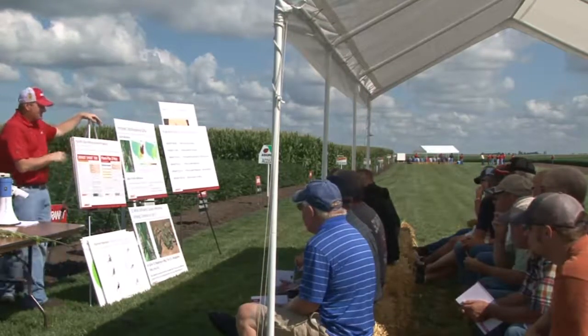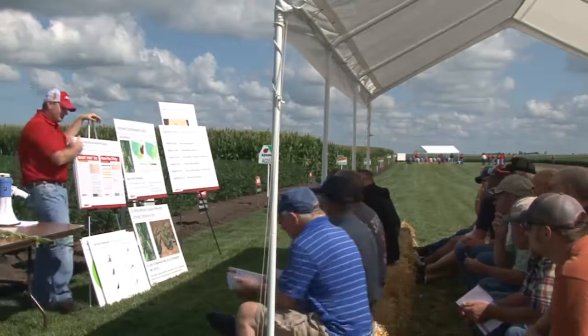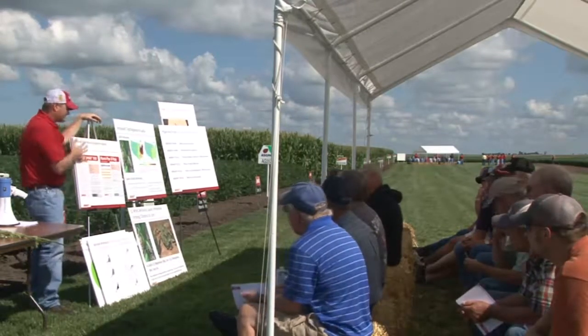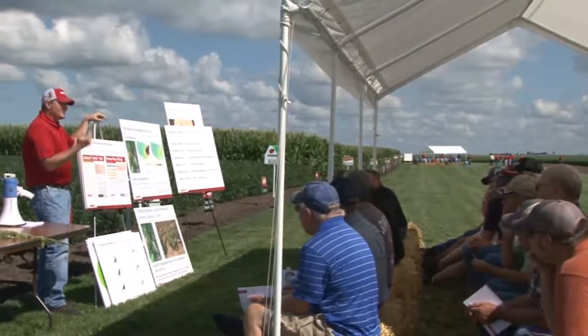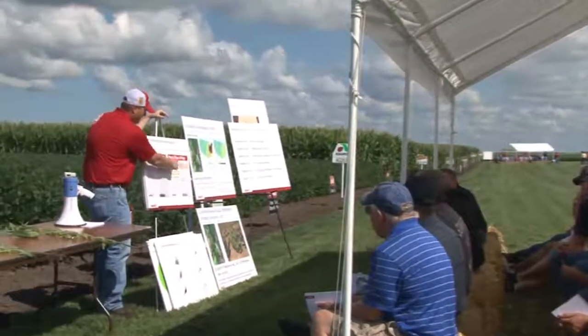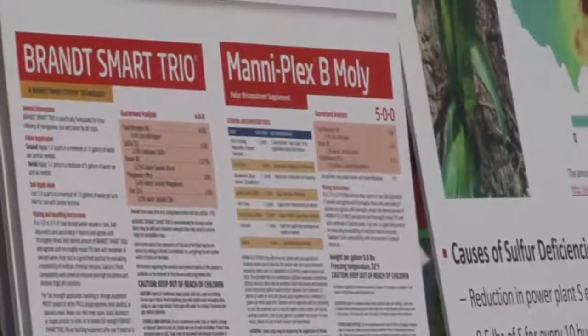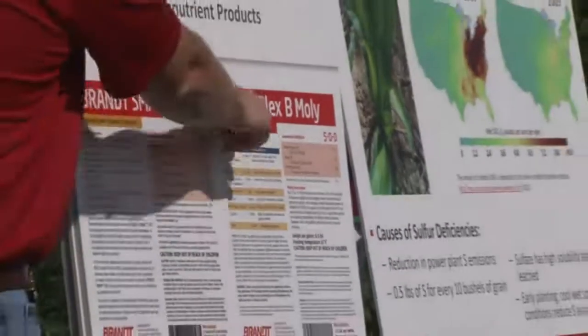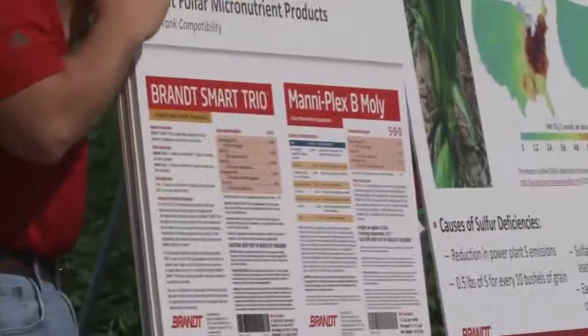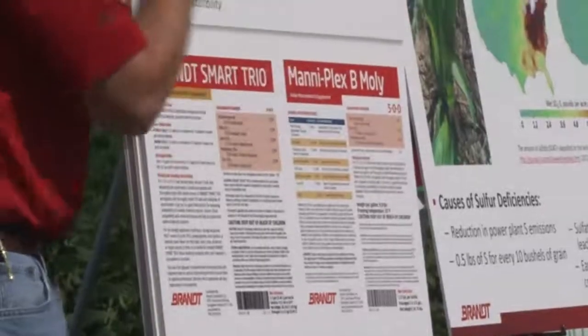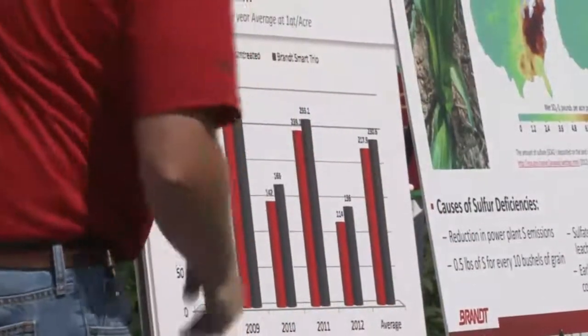Two premier products that the specialty group has for micronutrients, we've got Smart Trio. This is a zinc, manganese, boron combination, also has sulfur in it. And then we've got this product called B-Moly, a combination of boron and molybdenum. And we've also got a product related to B-Moly, just plain boron, basically without the moly in it. Some yield data here.